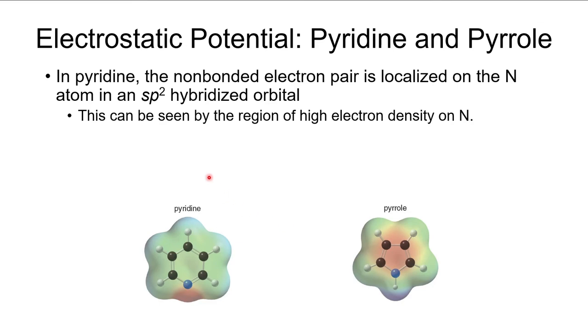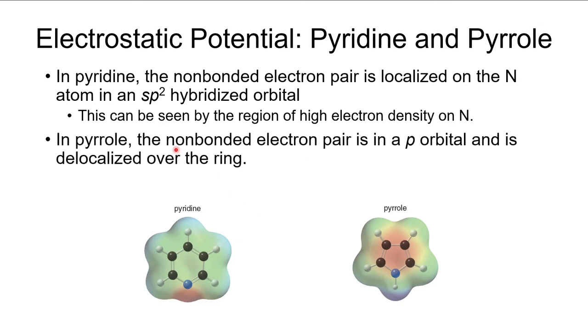For pyrrole, that lone pair of electrons was in a p orbital. And because it was in a p orbital, it was delocalized over the ring. And so instead of having that localized electron density on the nitrogen, we have a delocalized electron density throughout the ring. Now, this is still basic. It's still a basic compound. And the electron density in the ring still makes it fairly electron rich. But this compound is not nearly as basic as this compound. So the pyrrole is not as basic as the pyridine.